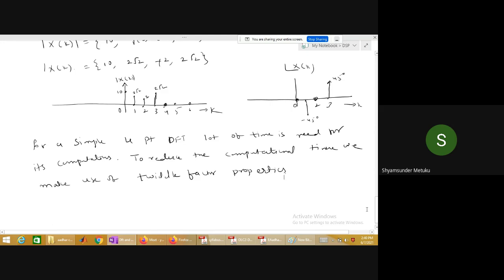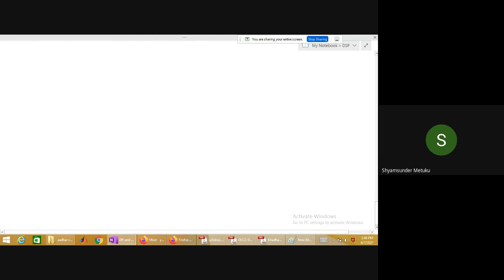So what are the twiddle factor properties? We'll see. Actually, I'll also explain what a twiddle factor is. If you write the DFT equation, X of k is equal to the sum over n from 0 to N minus 1 of x of n, e power minus j 2 pi by capital N into nk. In this case, the twiddle factor is given by e power j 2 pi by capital N.